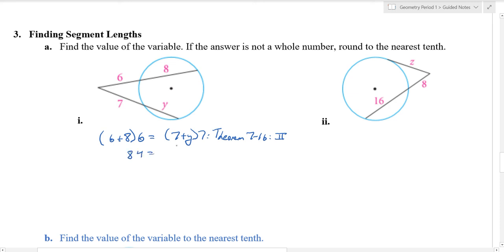So on the left is 84. When we distribute this over here, we get 49 plus 7y. Then we move the 49 to both sides, and we get 35 equals 7y, which then gives me that y equals 5. And since we don't know what those units are, it doesn't say they are meters, centimeters, or inches, it is a length, so it's 5 units.